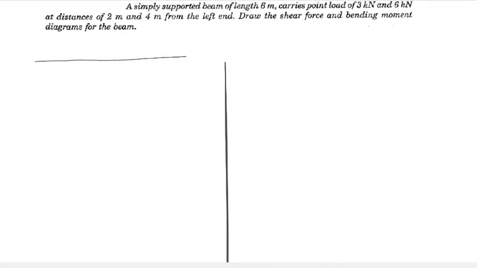Simply supported beam means it will have two supports, one at left end and another at right end. Let us name this beam as beam AB. The reaction on the left side, let us call it as RA. The reaction on the right side, let us call it as RB.